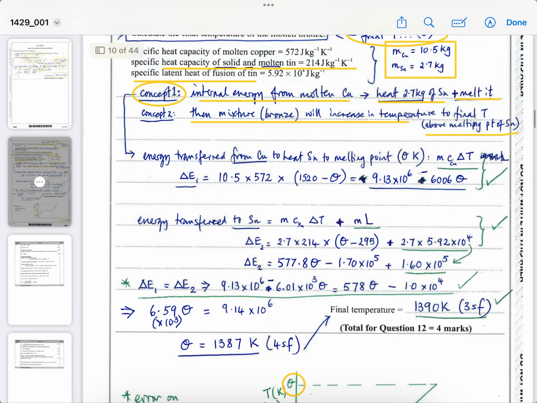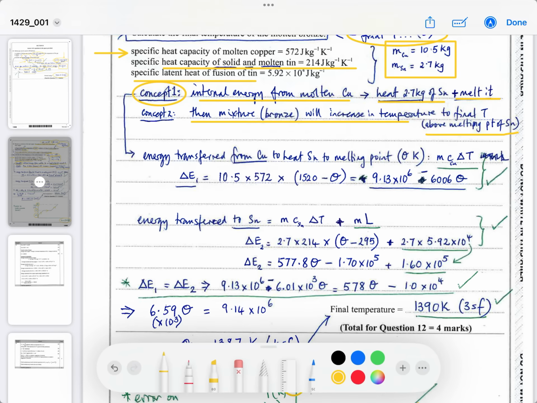All right, so concept 1 we're looking at, so the energy transferred from copper to heat the tin to the melting point, yeah, will be MC delta T, yeah. So that's where C is for copper. So we've been given the heat capacity of copper as 572 in the data above, and we know the mass of copper, so 10.5 kilograms of copper with this heat capacity of 572 will go down from 1520, yeah, minus theta, yeah, the final temperature.